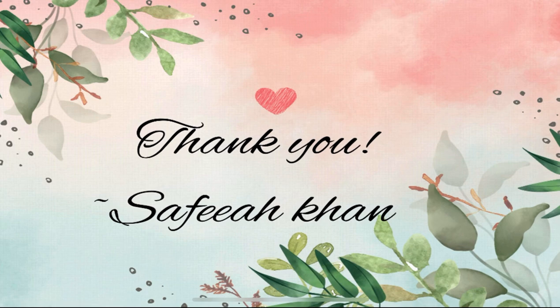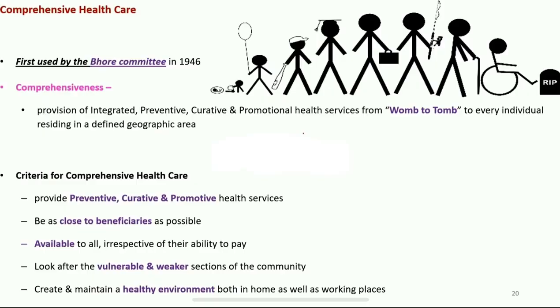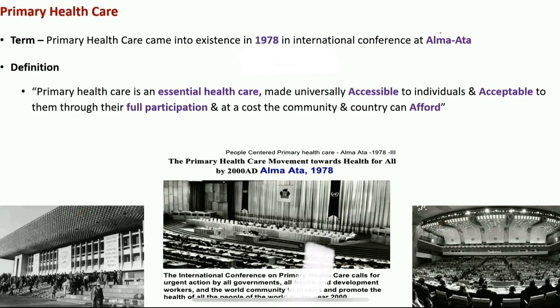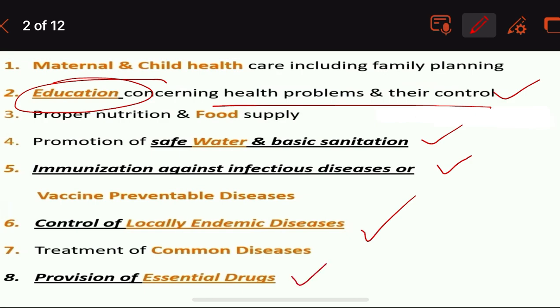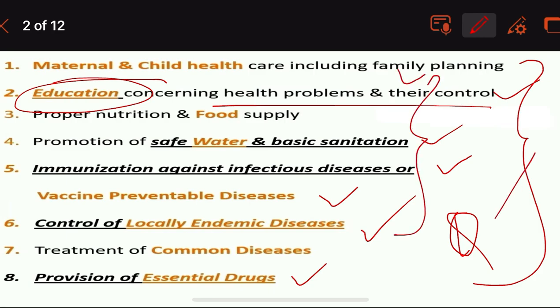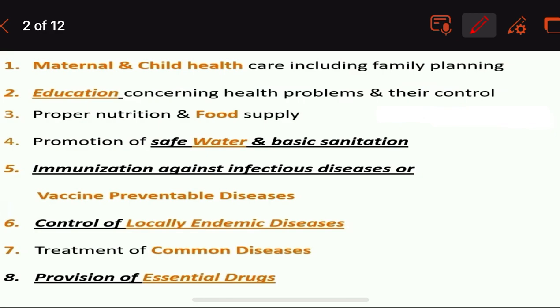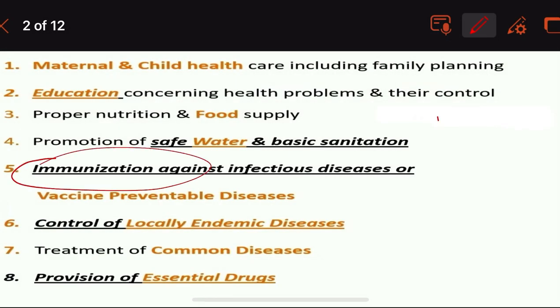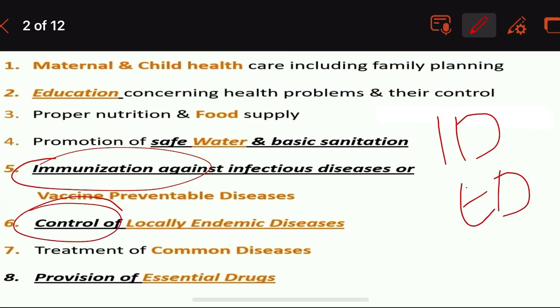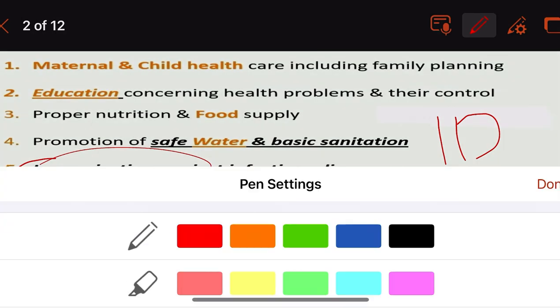Let us quickly brush through the MCQs which have appeared in previous papers of our NEET and PG entrance examinations. Starting with primary healthcare elements: education concerning health problems and their control, promotion of safe water and basic sanitation, immunization against infectious diseases, control of locally endemic diseases, and provision of essential drugs. I have found these points in previous questions. They will ask which points are included and which are not. You can memorize MCH, food, water, education, and thereby rule out what is not there. Immunization is given for infectious diseases, endemic diseases are controlled, and common diseases are treated with provision of essential drugs.